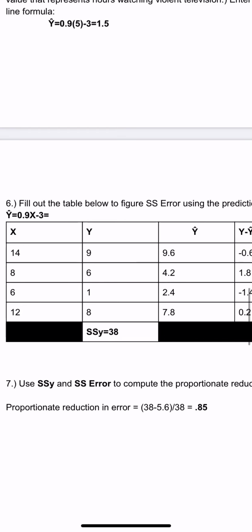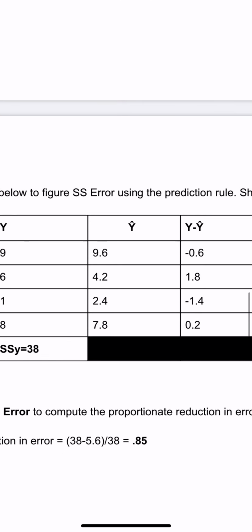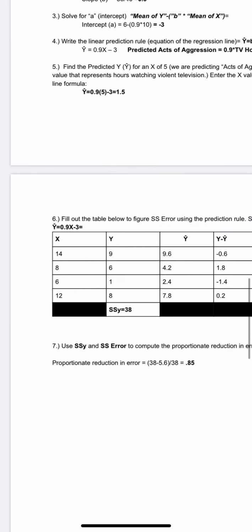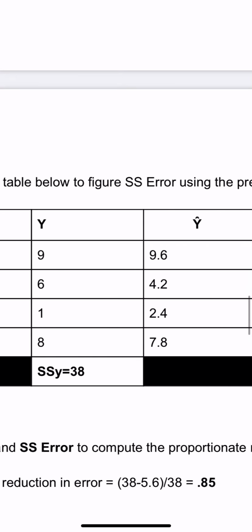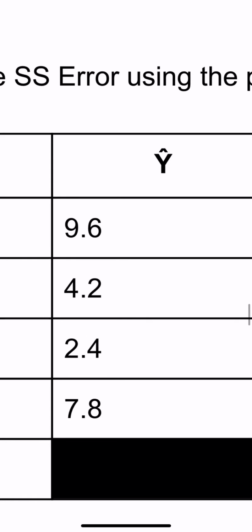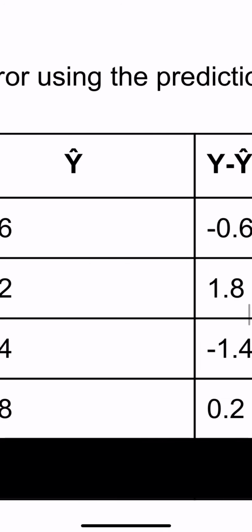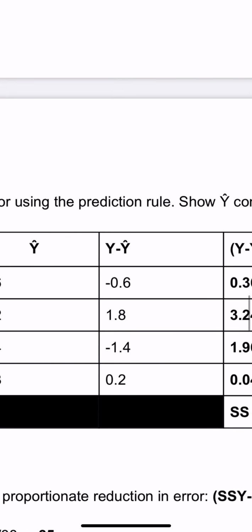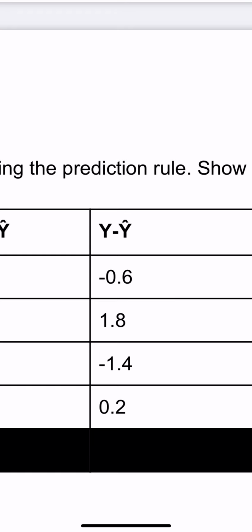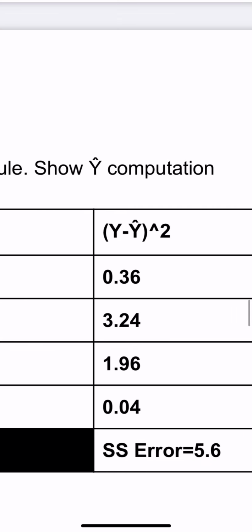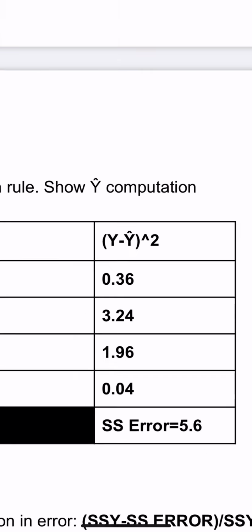All right, so you're going to get your y, and then you get your predicted y. After you plug all these numbers into this formula, everyone should get these numbers. And then all you do is y minus y hat. So it's basically the original y's minus the predicted y's that we get from our equation. We do that, and we get an SS error of 5.6.